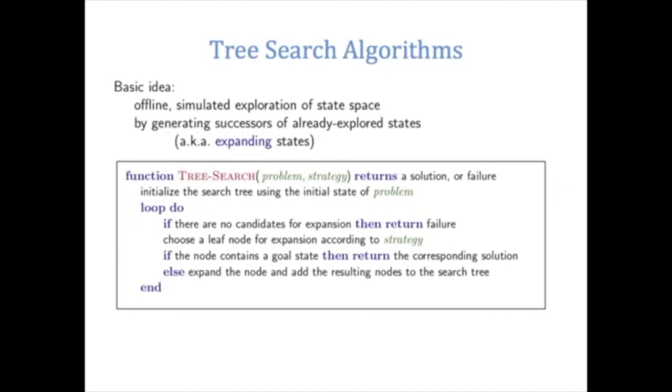We expand the new nodes from the leaf node, and we look at those. And if the node contains a goal state, then we can return the corresponding solution because we've got the sequence of actions that takes us there. Else, we expand that node and add the resulting nodes to the search tree. And then we loop back and keep looking at leaf nodes and expanding them until we find a goal, or we fail because we can't expand leaf nodes anymore.